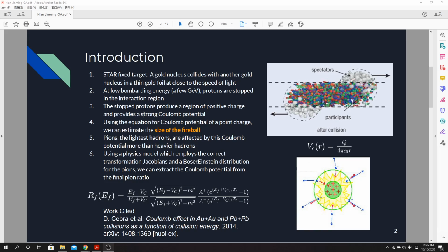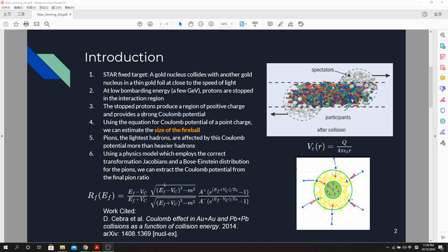The way we find the Coulomb potential is by analyzing the ratio of pions, because due to the positive charge of the source, positively charged particles are pushed to higher momentum, while negatively charged particles are pulled to lower momentum. And pions don't always come in pairs, because at lower collision energy, most pions are produced through delta resonance channels, and there are usually more pi minuses than pi pluses.